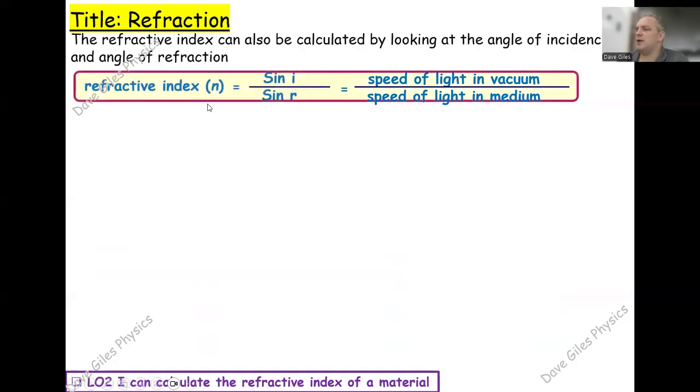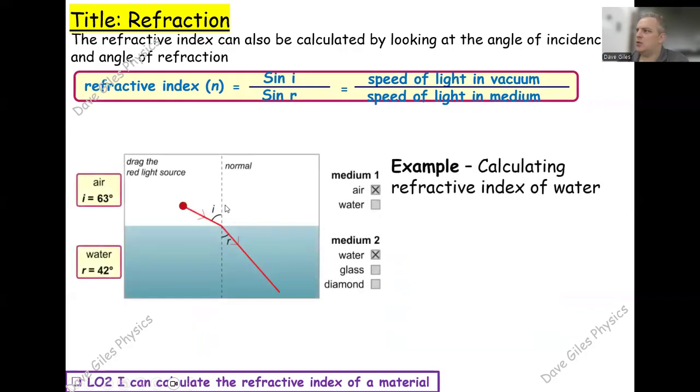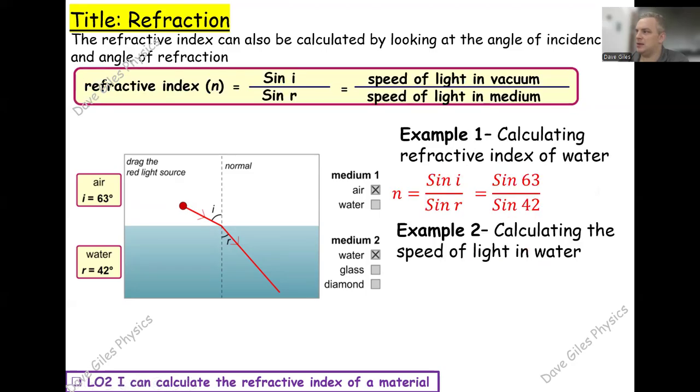So the refractive index can also be written as sine i over sine r. So, for example, to calculate the refractive index of water, we've got angle of incidence 63, and it's refracted at an angle of 42 degrees. So it'll be sine 63 divided by sine 42. Check you're okay, type that in your calculator, and you should get about 1.33.